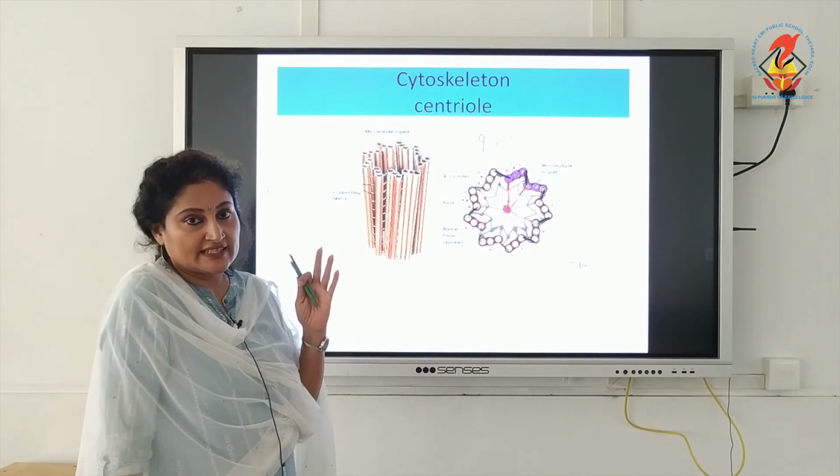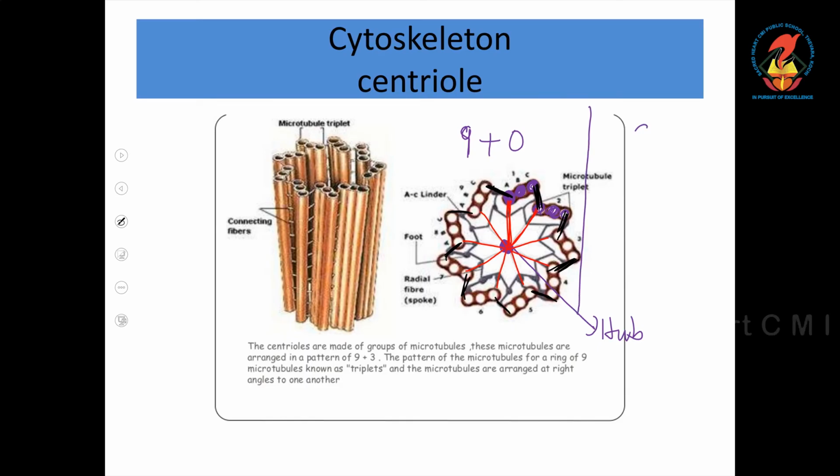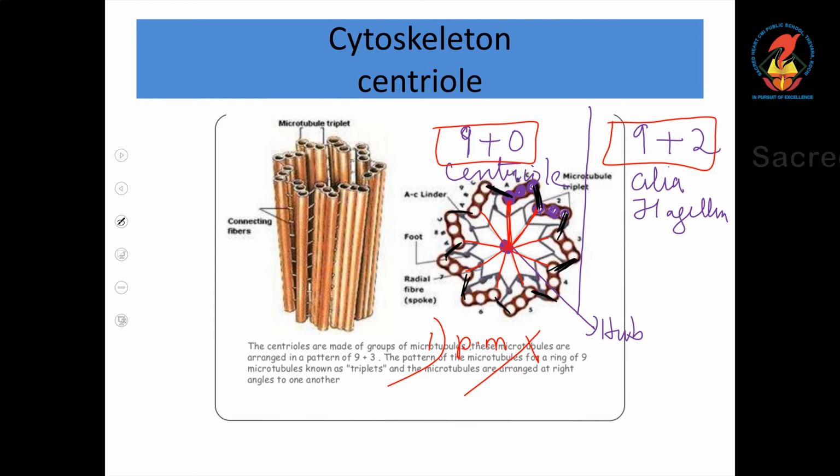The three differences, once again reiterating, if I write it side by side. 9+2, the example is cilia and flagellum, and 9+0, the example is centriole. Now, giving the difference between these two. So, first difference, plasma membrane is absent in the 9+0 array, whereas here plasma membrane is present surrounding it.